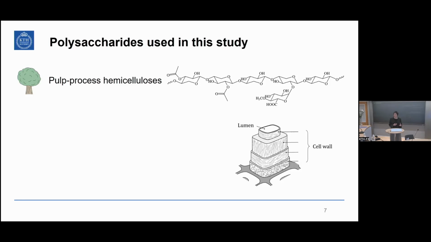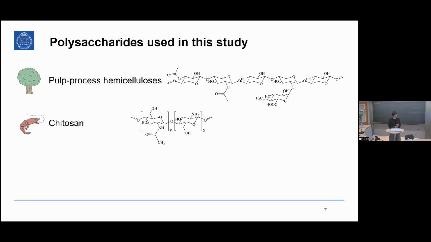So pulp industry is using cellulose as a main component, and side stream hemicelluloses are mostly burned for energy recovery now. So we want to use these hemicelluloses as main component. Another polysaccharide is Chitosan. It's a polysaccharide that has amine and N-acetyl groups along the chain. It originates from shrimp shell, and it is obtained as a side stream from food industry.